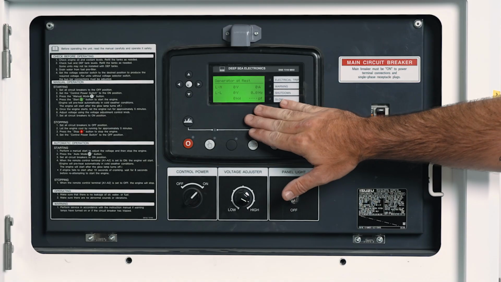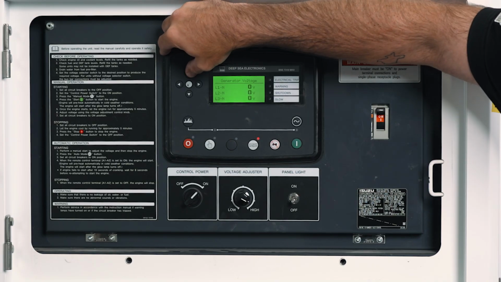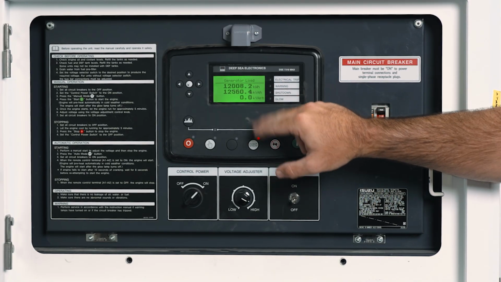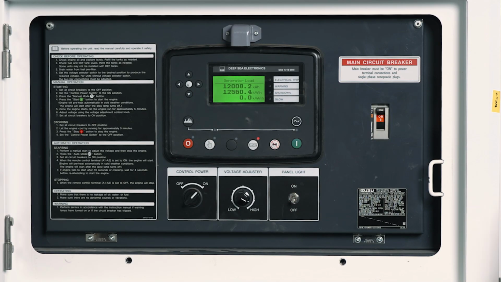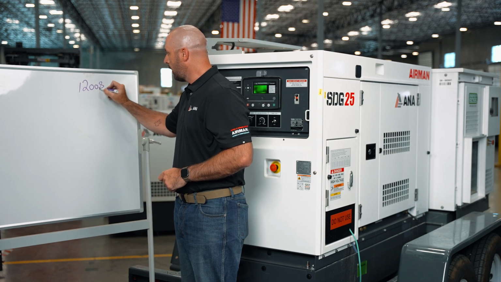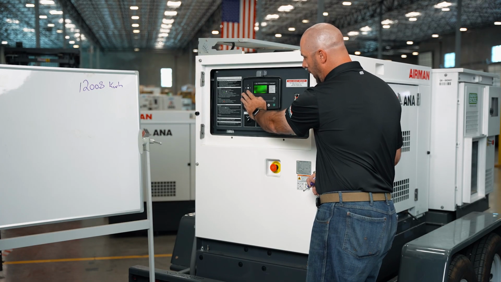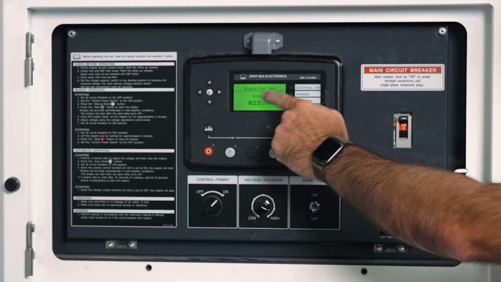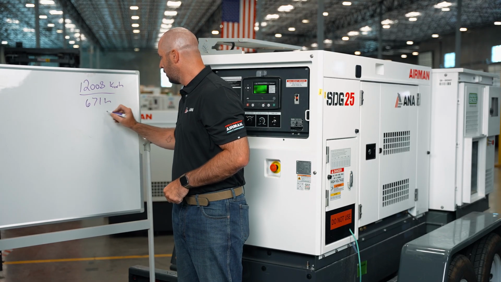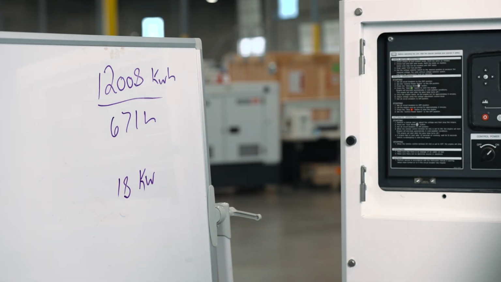How you'll find this is, go to your Deep Sea Controller. We're going to arrow to the right twice so we get to the generator page. If we go up about 3 pages, we'll come to our generator load page. Here, we're going to see where we have 12,008 kilowatt hours. So we're going to go to our whiteboard and write that down. 12,008 kilowatt hours. Now, if we toggle back over to our engine page and go down to our engine hours, we'll see that we have 671 hours. If we divide these, we're going to get right about 18 kW as an average load for this generator.